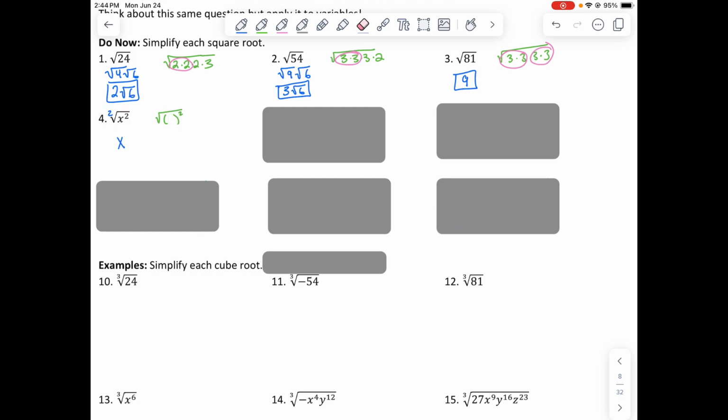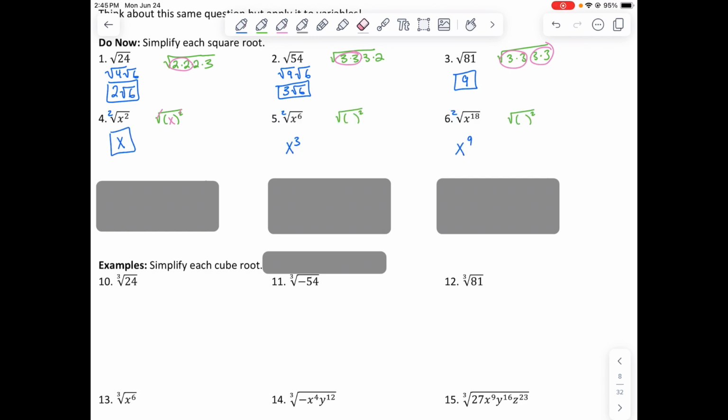We see something similar with variables. So in the first problem here, we have the square root of x squared, and so we're always saying, what could I fill in here? I could fill in x, and the square root cancels with the squared, so we are just left with the square root of x squared being x.